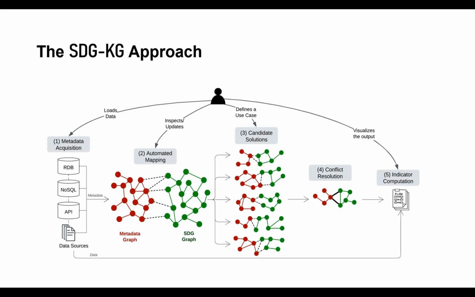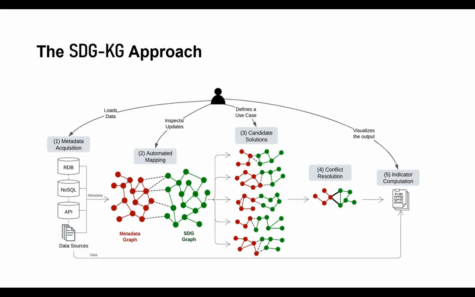This leads to the definition of SDG Knowledge Graph, a framework that connects open data to SDG indicators using a knowledge graph approach. It brings together SDG definitions, open data sources, and computation logic into a single queryable structure.